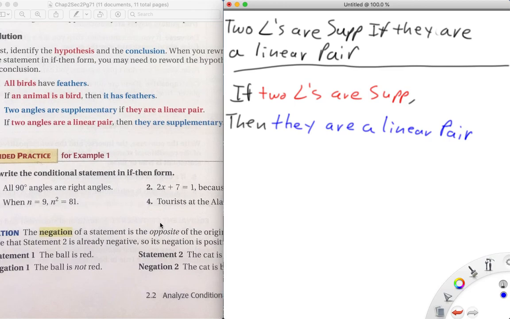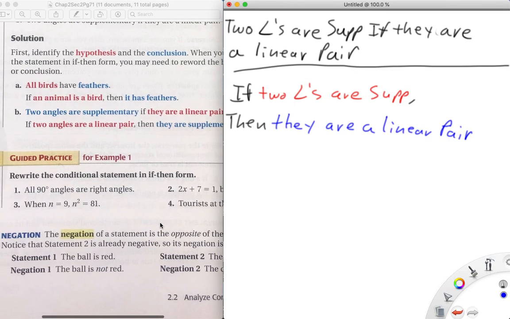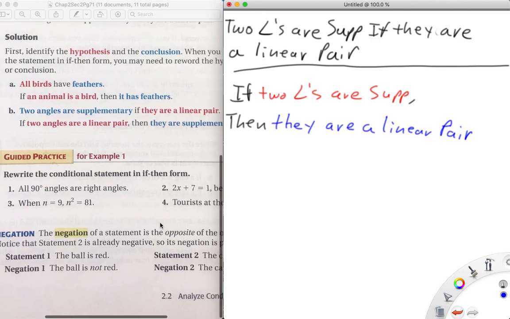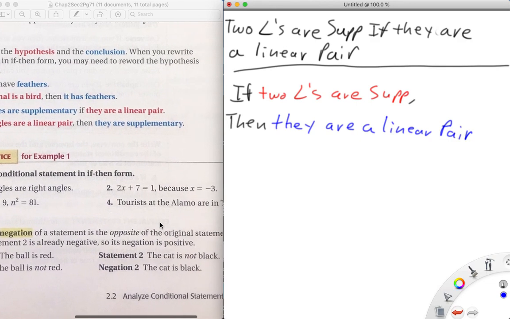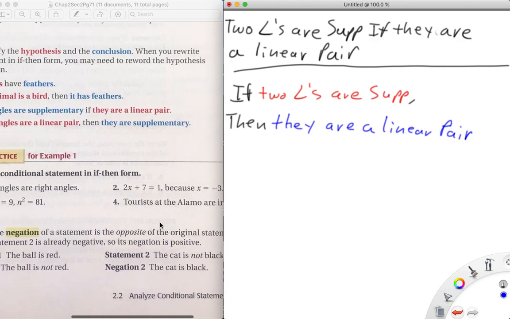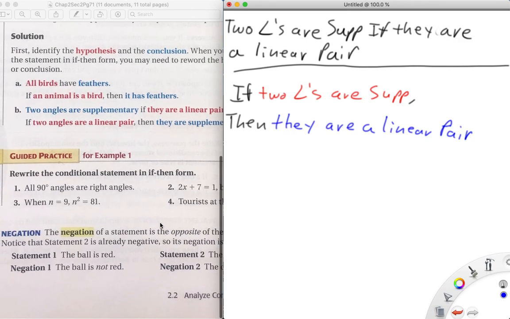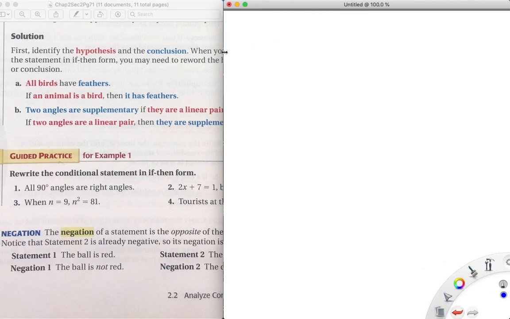You can turn all of these into conditional statements. Not biconditional, conditional statements. So let's look at a few of these. All angles are right angles. All angles are right angles.